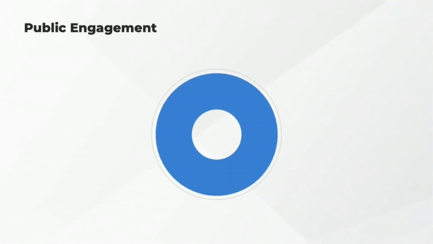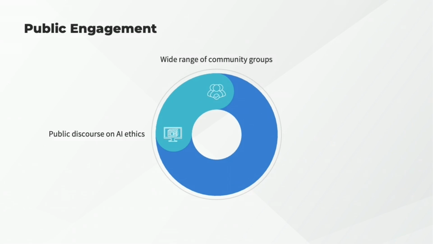Public engagement. So regulatory bodies should facilitate public discourse on AI ethics, engaging with a wide array of community groups, especially those who might be disproportionately affected by AI biases. This engagement would be instrumental in shaping policies that reflect the diverse values and needs of society.